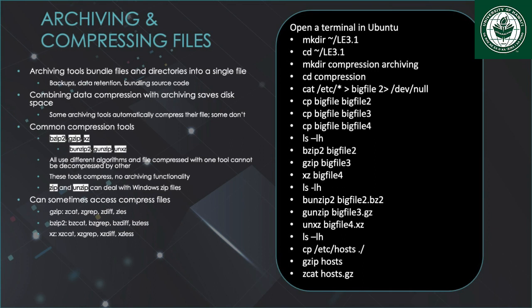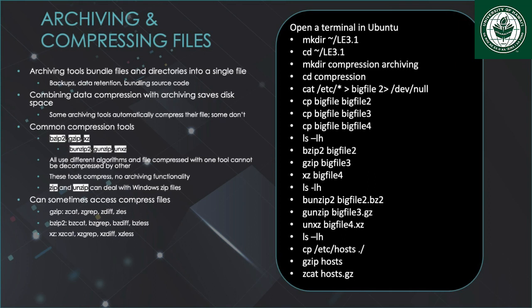Compression is often used with archiving to save disk space. And while some archiving tools compress files automatically, others do not, including tar, the program we will use the most in this class, or at least this presentation, for archiving. Now, there are 3 main common compression tools used in most Linux distros. They are bzip2, gzip, and xz.